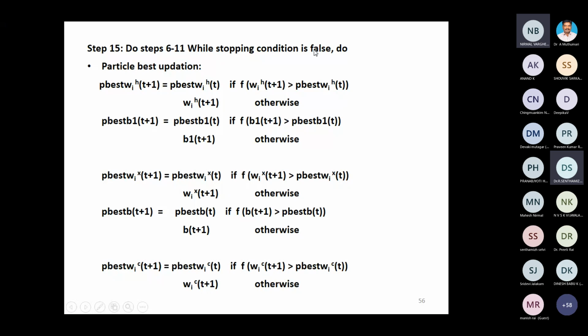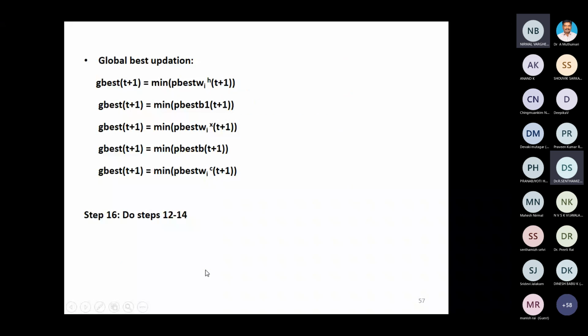Then now you have to find out the particle best updation. The personal best can be identified, right? After the personal best of weight updation and bias updation in the input layer, hidden layer, and the context layer, finally you have to go for a global best updation.